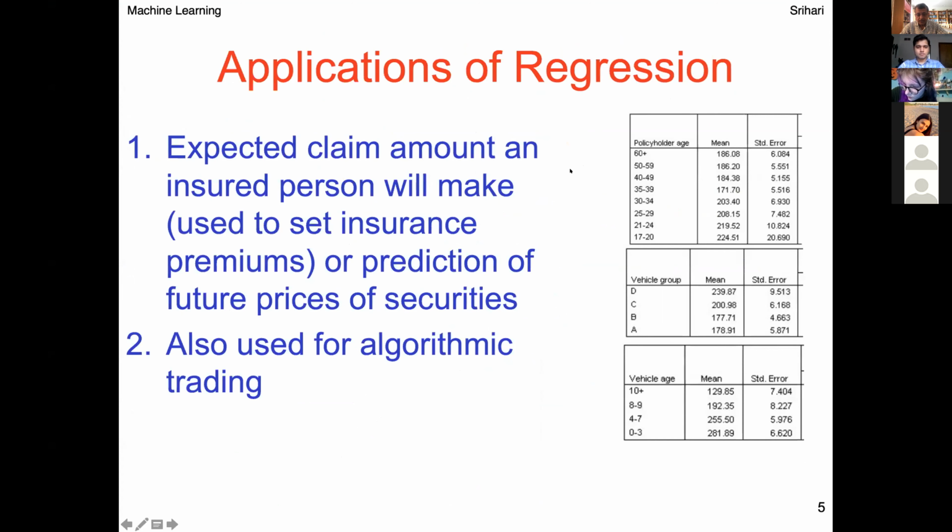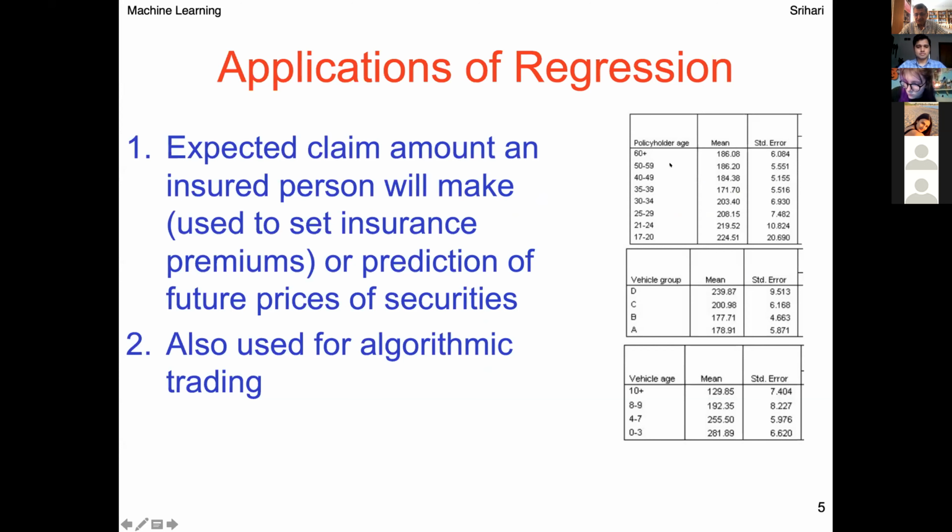So we are looking at expected claim amount an insured person will make. All right. So let's say we have a data set like this. Policy holder age 60 plus, 50 to 59, 40 to 49, 35 to 39, 30 to 34, 25 to 29. This is a data set.